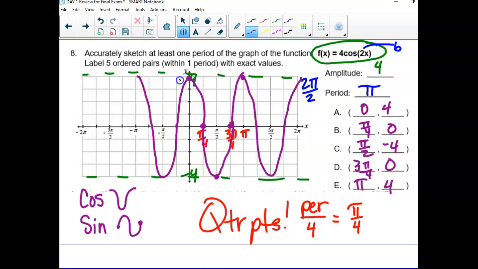It says label. I think they meant like A, B, C, D, but I don't really care. As long as I can tell you went through those points, I'm good.